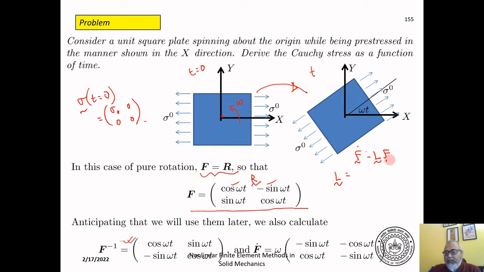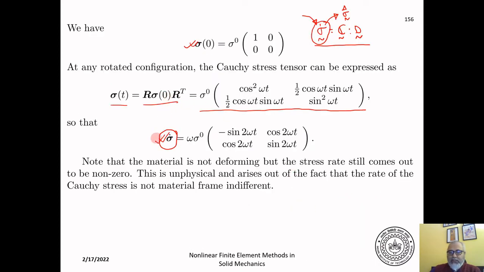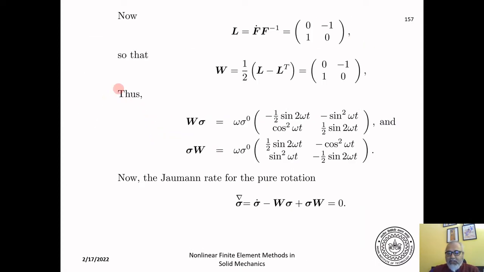Remember F dot is LF. We have derived this, so L is F dot F inverse. I have F dot, I have F inverse, so I can calculate L. Then W is half of L minus L transpose. That also can be calculated once I have L. And once you have W and you have the sigma at any time t, you can calculate the Jaumann rate, and the Jaumann rate will come out to be 0.